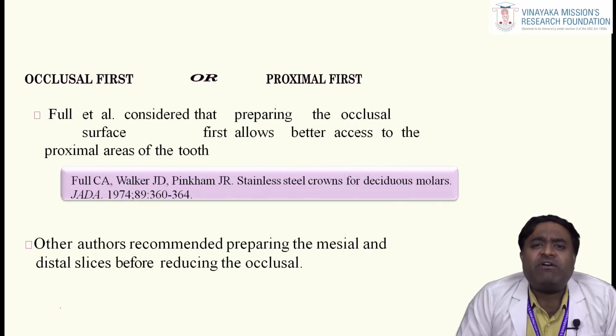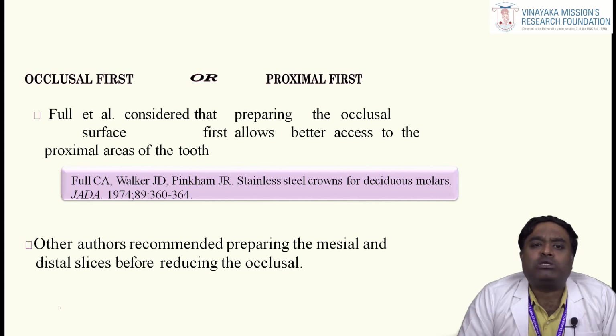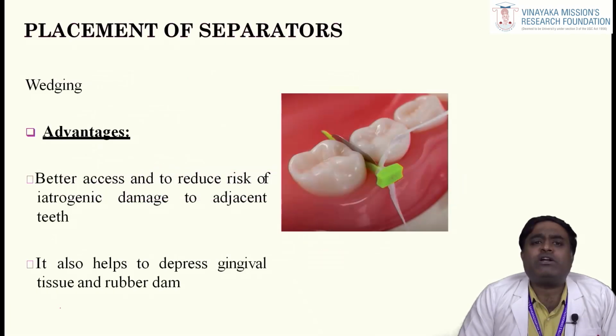So everyone will have a doubt whether we have to cut the occlusal first or the proximal first. According to Full et al., he considered preparing the occlusal surface first. Why? Because it allows better access to the proximal areas of the tooth. Other authors said that we first have to cut the proximal surface, then go for the occlusal surface.